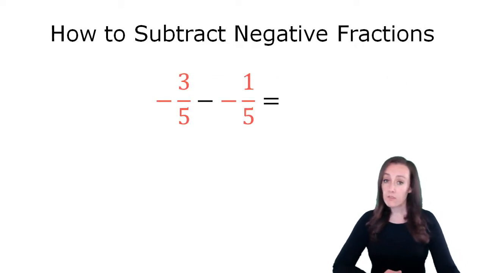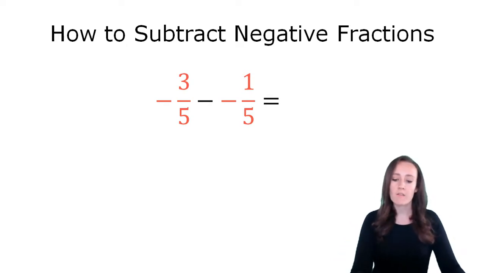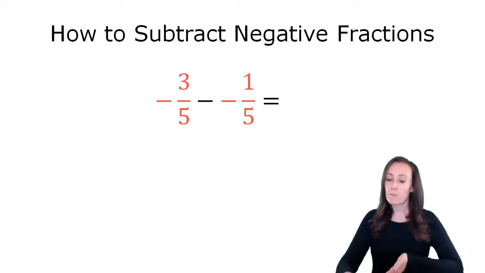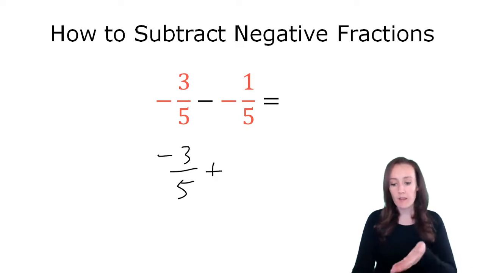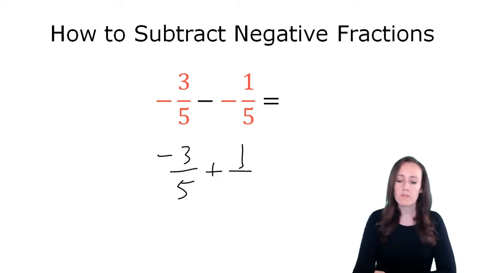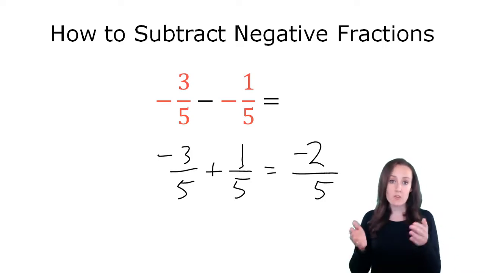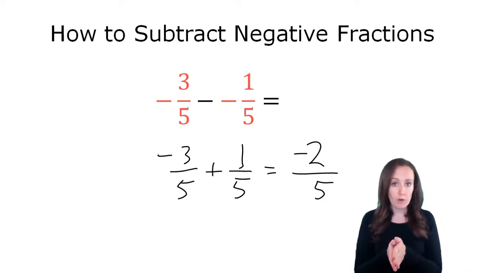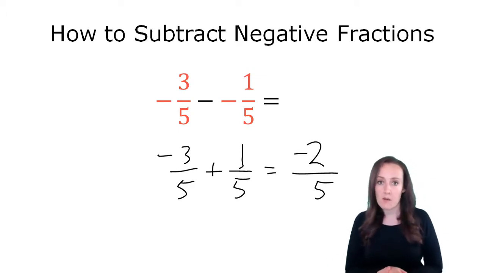You could also do this to subtract negative fractions. So you could say, all right, well, if I have a negative 3/5 minus a negative 1/5, I can rewrite that as negative 3/5 plus the opposite of negative 1/5, which is a positive 1/5. And a negative 3 plus a positive 1 equals a negative 2. And I put that over 5 because when you're adding fractions, you only add the numerators. And you have to make sure you have common denominators, but we already had a common denominator here, so we're good.